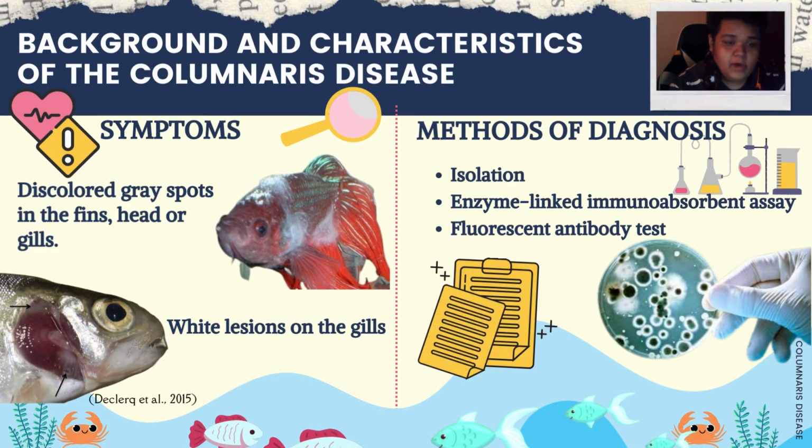Symptoms include white or grayish spots or patches on the head, fins, or gills of the fish, lesions on the back that may extend down the sides, moldy or cotton-looking lesions on the mouth, and frayed fins. These discolored gray spots may lead to gill rot.